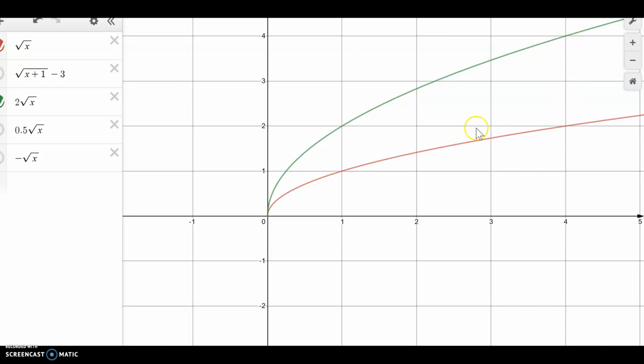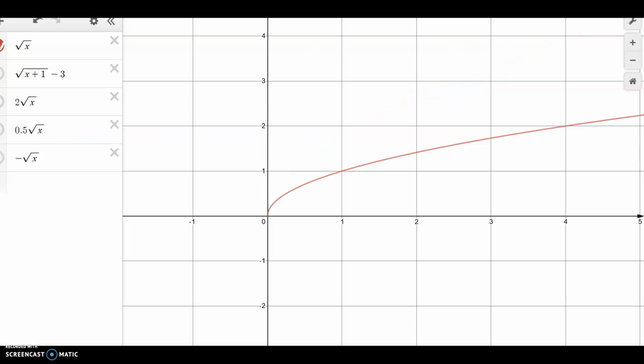So what do you think is happening with this 2 square root of x? So yes, the y values were multiplied by 2 with this 2 square root of x. And that is what we call the vertical stretch. Okay? So this number, if its absolute value is greater than 1, will cause a vertical stretch.